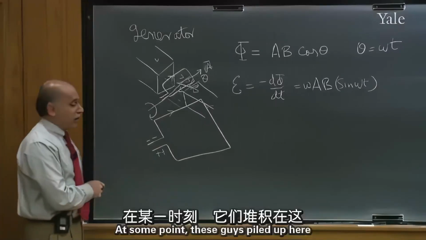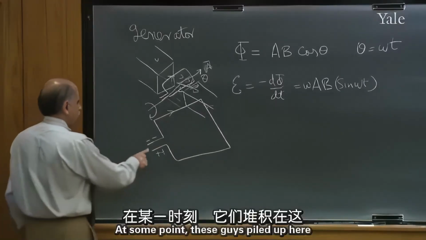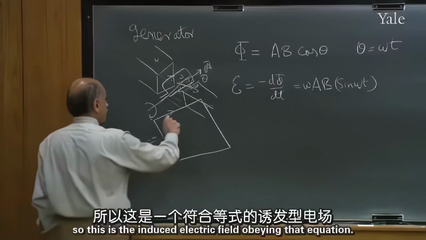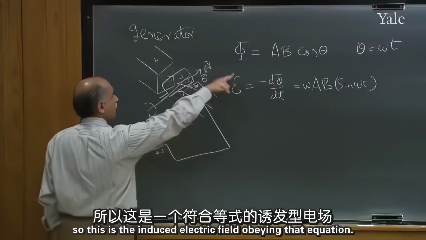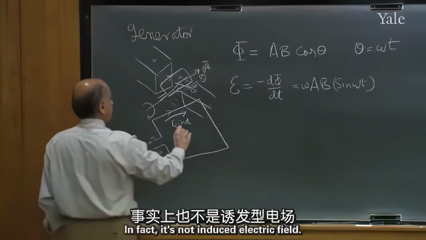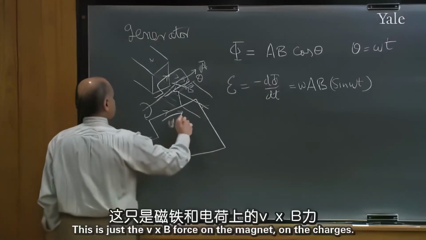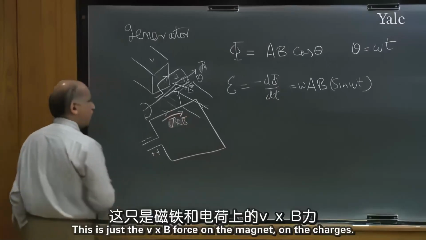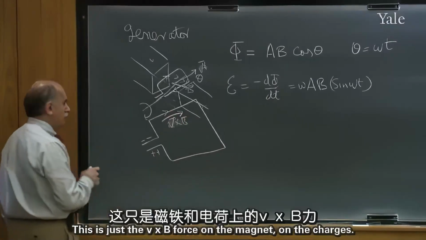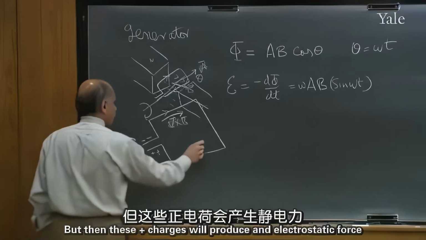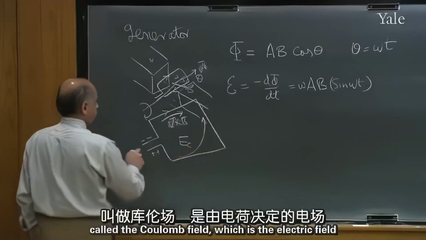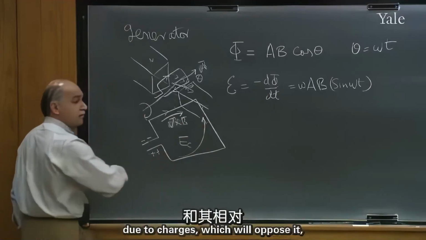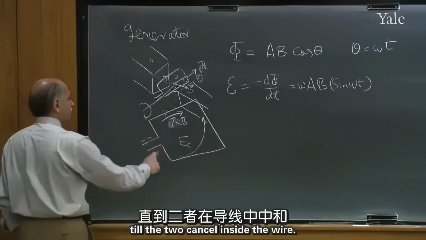At some point, these guys piled up here. So this is the induced electric field obeying that equation. This, in fact, is not an induced electric field. This is just the v cross B force on the charges. But then these plus charges will produce an electrostatic force called the Coulomb field, which is the electric field due to charges, which will oppose it till the two cancel inside the wire.